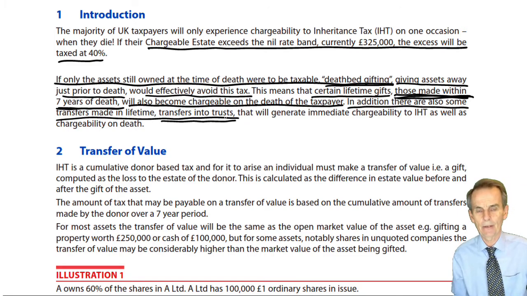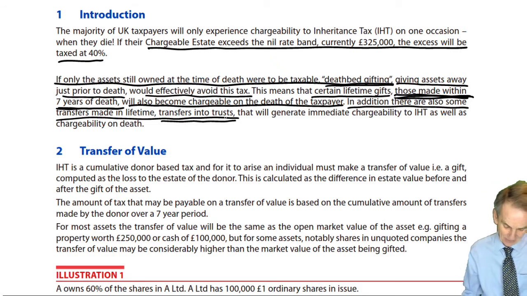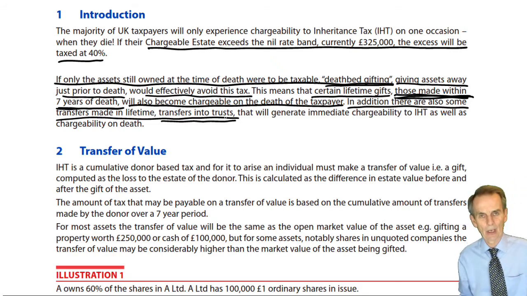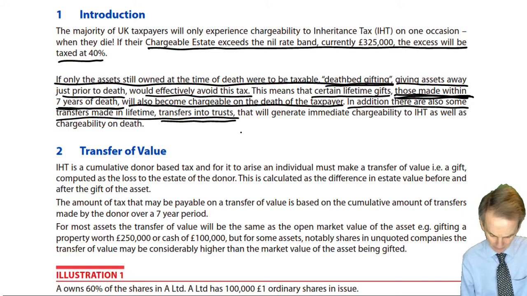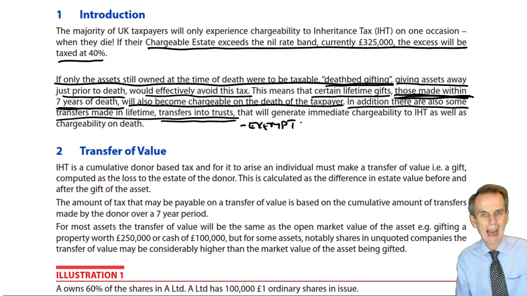Clearly, in real life, there's not a lot of people going around putting thousands of pounds into trusts. We don't have the capacity to do that. But in an exam question, you're going to find it. So in lifetime, there are probably three types of transfer that you're going to have to recognise. They are, as we've already mentioned, the exempt transfers. What are they? To spouses and civil partners.